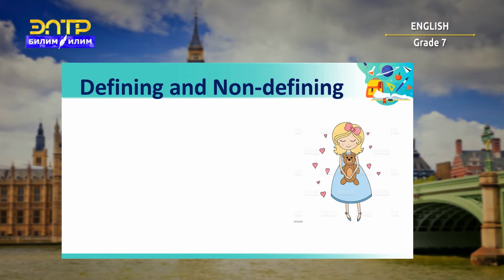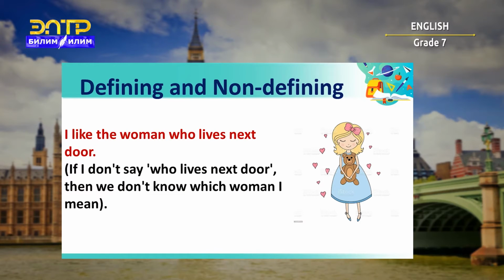Defining and non-defining. A defining relative clause identifies who or what we are speaking about, whereas a non-defining relative clause just gives us more information about who or what we are speaking about. For example, I like the woman who lives next door. If I don't say who lives next door, then we don't know which woman I mean.